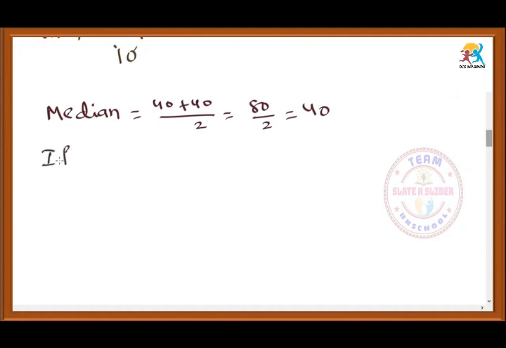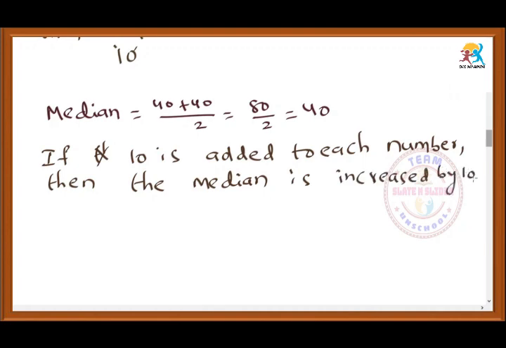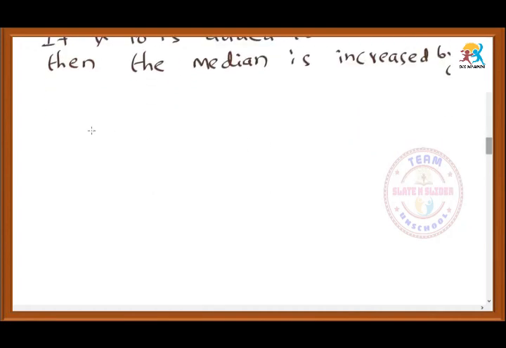Same, if 10 is added to each number, then the median is increased by 10. Let's find out the mode. Same, the modes will be 40, 50. So the mode is also increased by 10.